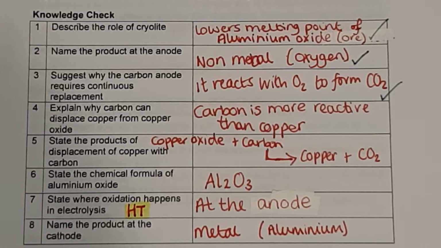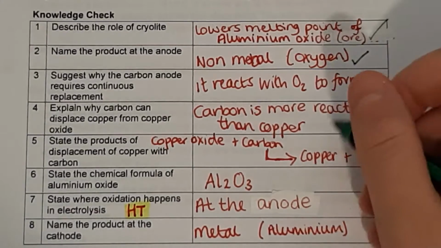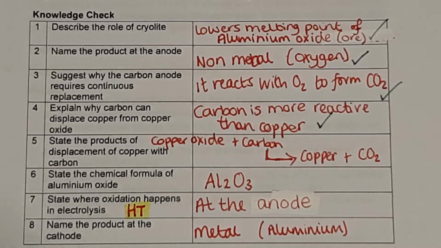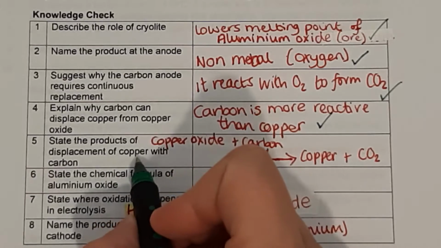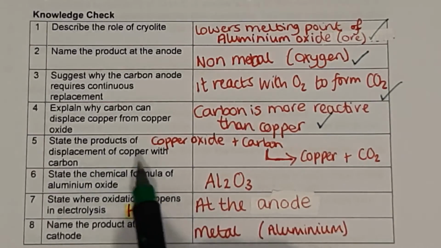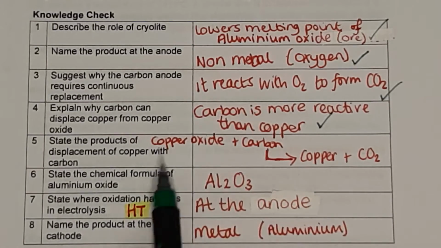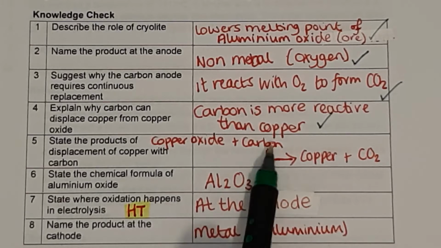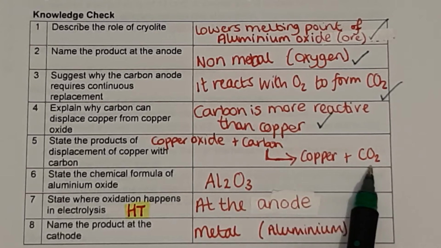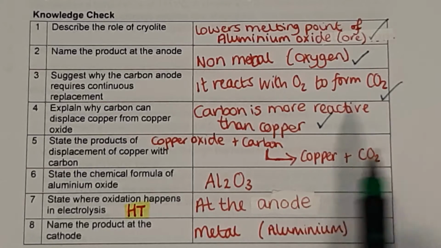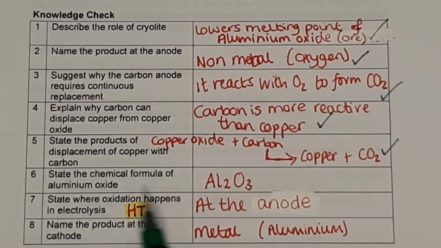Why can carbon displace copper from the copper oxide? Well, because carbon is more reactive than copper. State the products of displacement of copper with carbon. Okay, so what they mean is actually displacement of copper oxide with carbon, but however they've written it, it's confusing. But the idea is that copper oxide added to carbon and heated turns into copper plus carbon dioxide. Again, I wrote CO2 because there wasn't enough space to write carbon dioxide.